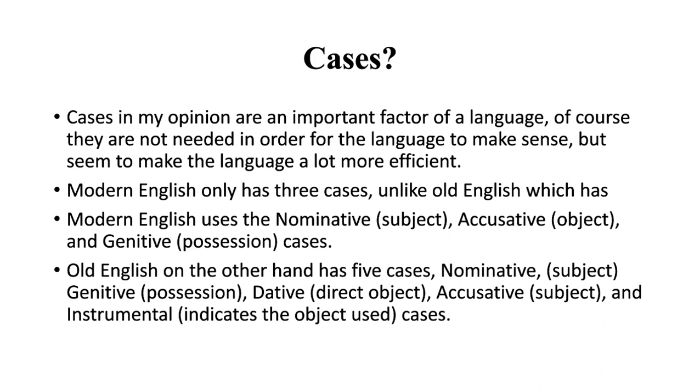Now the instrumental is maybe a bit extra if you ask me, but the instrumental case indicates what's being used to carry out the action. Like you would say, I gave John a ball with a shovel. So you basically put the ball on the shovel, and so the shovel could be used as an instrumental case, and you have to put the instrumental case on either the article or the verb, depending on how Old English decided to do it back then.